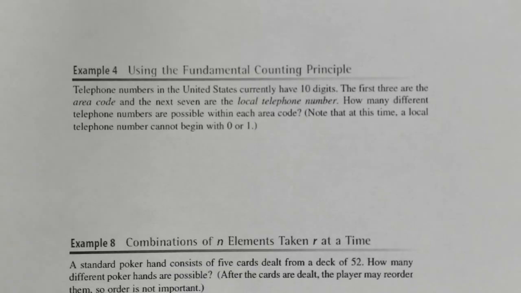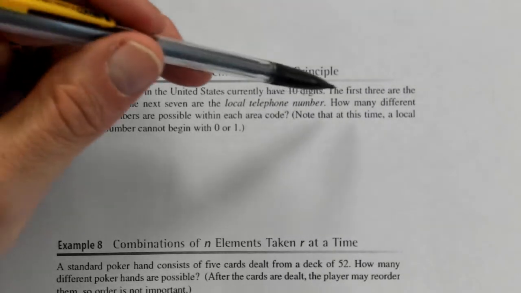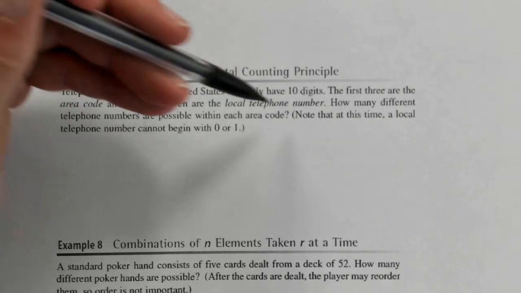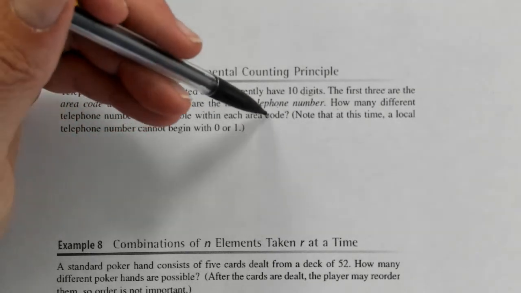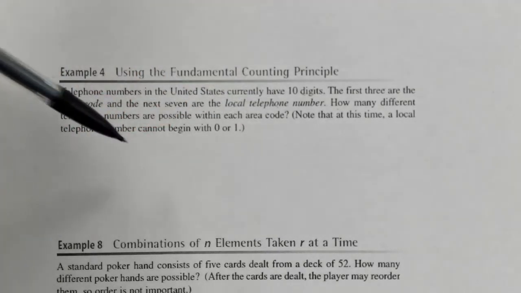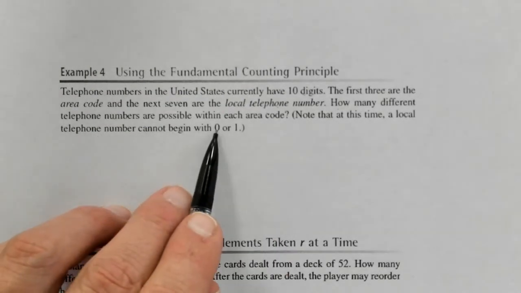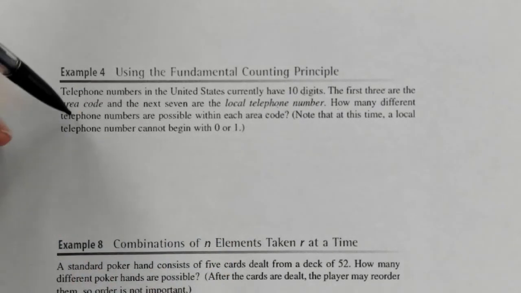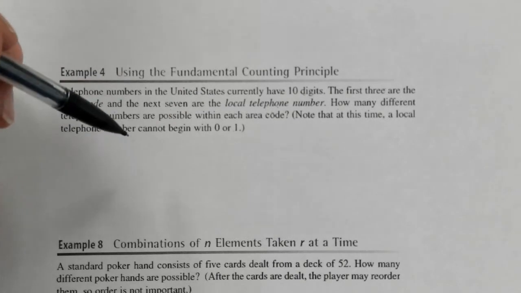Okay. So here's the first type of problem that we come to. Telephone numbers in the United States have 10 digits. The first 3 are the area code, and then the next 7 are the local phone number. How many different telephone numbers are possible within each area code? And one thing to remember is that a local telephone number cannot begin with a 0 or a 1. That's what we're trying to figure out.